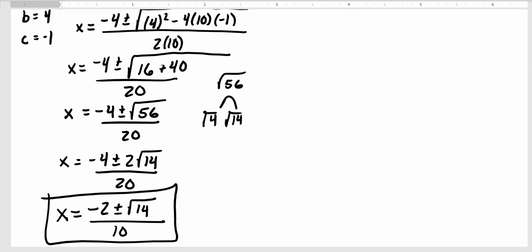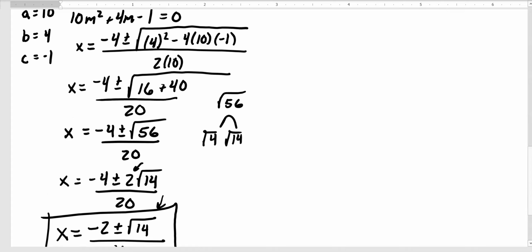Now you might be saying, well, Mr. Carter, can't we take a 2 out of all of these now? 2, 14, 10? Yes, we can, but we can never touch anything under the radical. So we can only take out things from in front of the radical. We can never mess with what's under the radical unless we're simplifying it. Square root of 14, there's no perfect square factors there, so that means we're done.